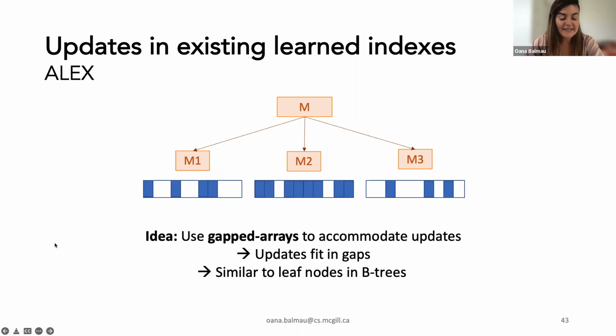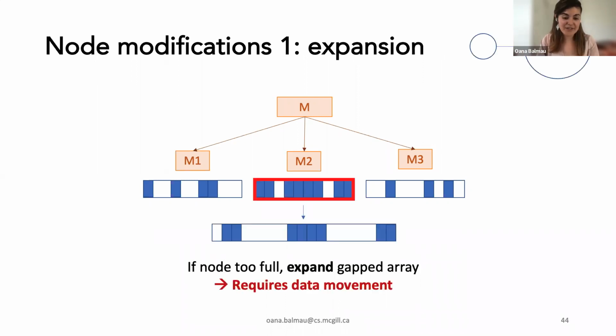In ALEX, as a state-of-the-art learned index, we have these gapped arrays to accommodate updates. So new elements would just fit into the gaps. This is very similar to leaving extra space in leaf nodes for B-trees. That's the whole idea. However, as you know from B-trees, sometimes nodes run out of space. So here come the structural modifications for these gapped arrays. If the array gets too full, we would need to expand it. But since we still need to keep true to the model's data distribution, we will need to copy the data at the right place, or at least move around some pointers. So this operation is quite expensive.